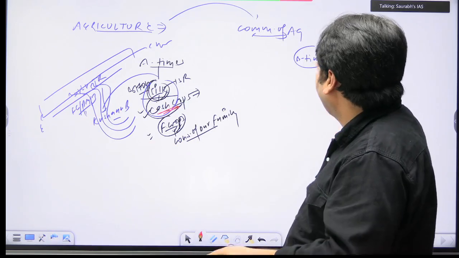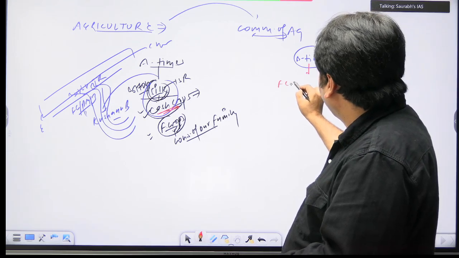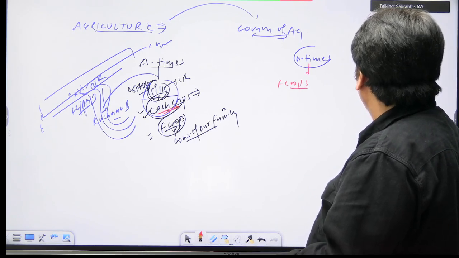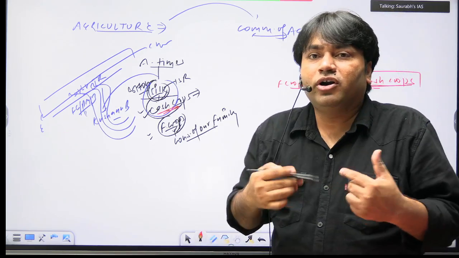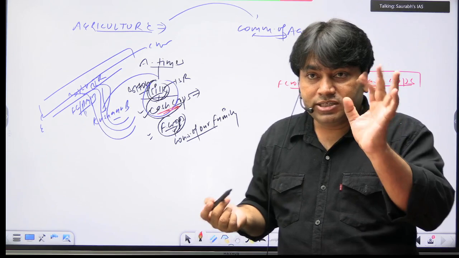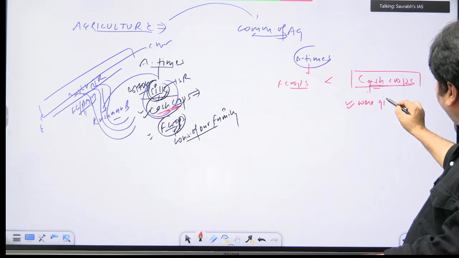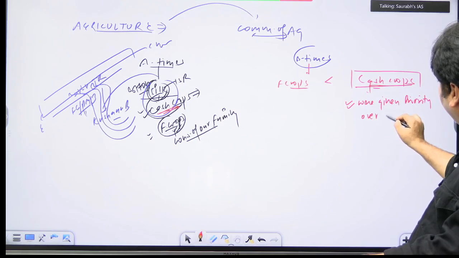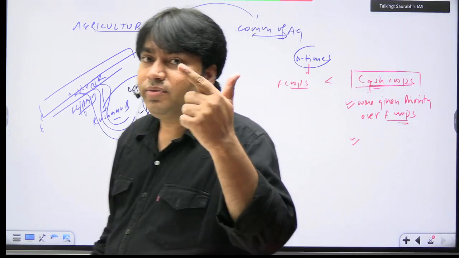Now when the East India Company comes in British time, what will happen? A change. On one side food crops, and on the other side I am writing cash crop. Cash crop was given priority over food crop. That is point number one. So write this: cash crops were given priority over food crops.